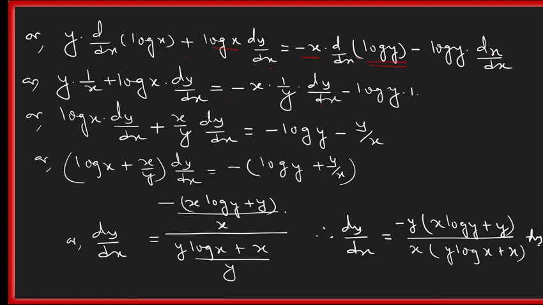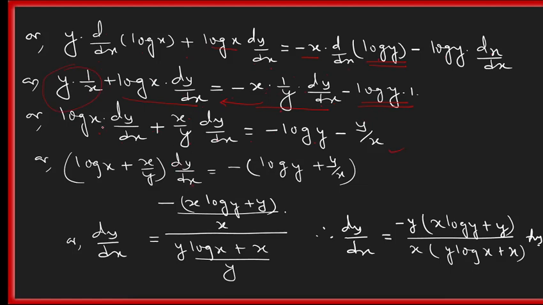We have to find the derivative of log y with respect to x, but we have the derivative with respect to y and dy by dx. That's why it becomes minus x times 1 by y times dy by dx, minus this is 1 log y, and log x dy by dx this term, and we can shift this term also to the left, so minus becomes plus x by y dy by dx equals minus log y, and this term is minus y by x.